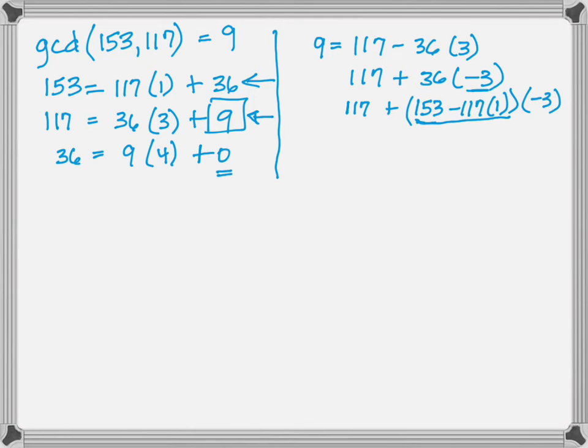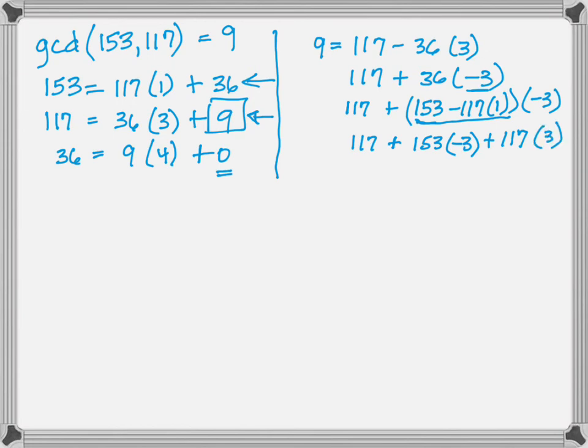All right, let's do some algebra just to simplify things again. So 117 plus, it looks like I'm going to have 153 times minus 3. And then I distribute the negative sign over to the negative 1. So then I'm going to have plus 117, and I have negative 1 times negative 3, which is going to give me a positive 3.